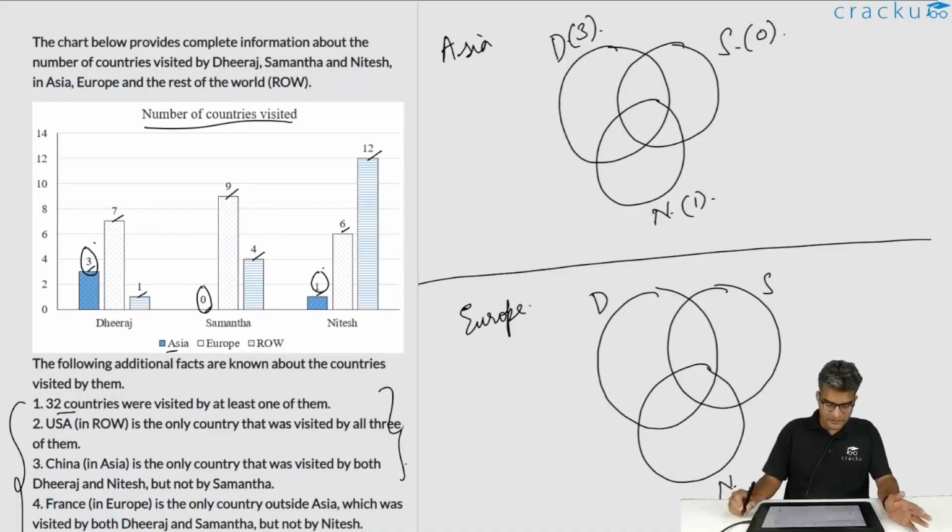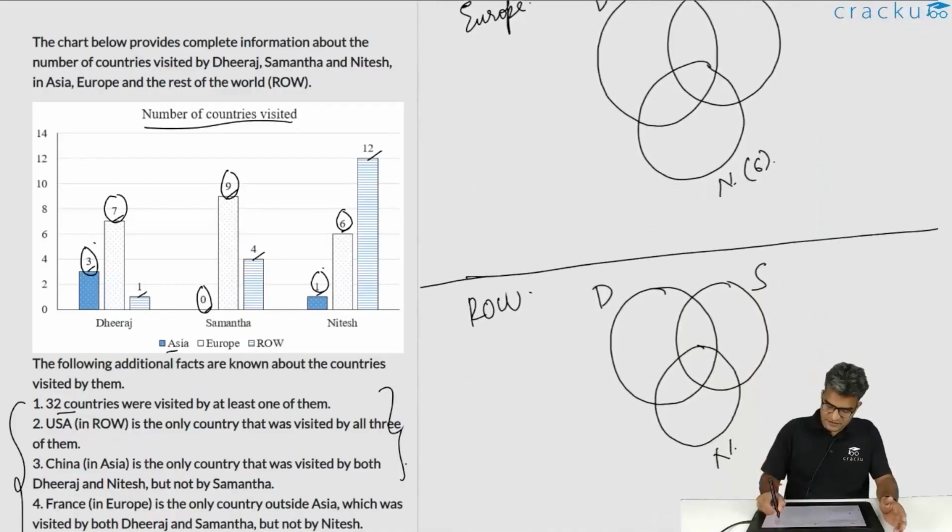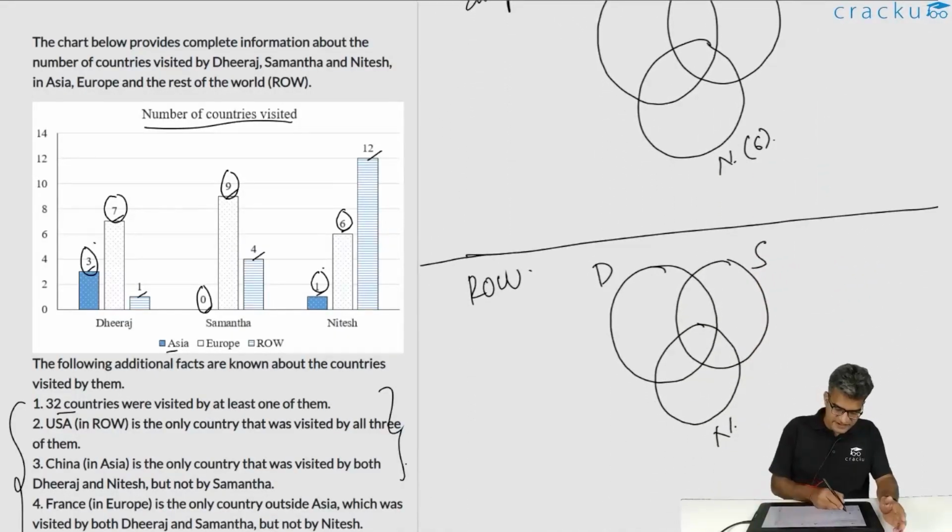Similarly, in Europe, the number of countries that Dheeraj visited is 7. The number of countries Samantha visited is 9. And the number of countries Nitesh visited is 6. In the rest of the world, the number of countries that Dheeraj visited is 1. The number of countries Samantha visited is 4. And the number of countries Nitesh visited is 12.